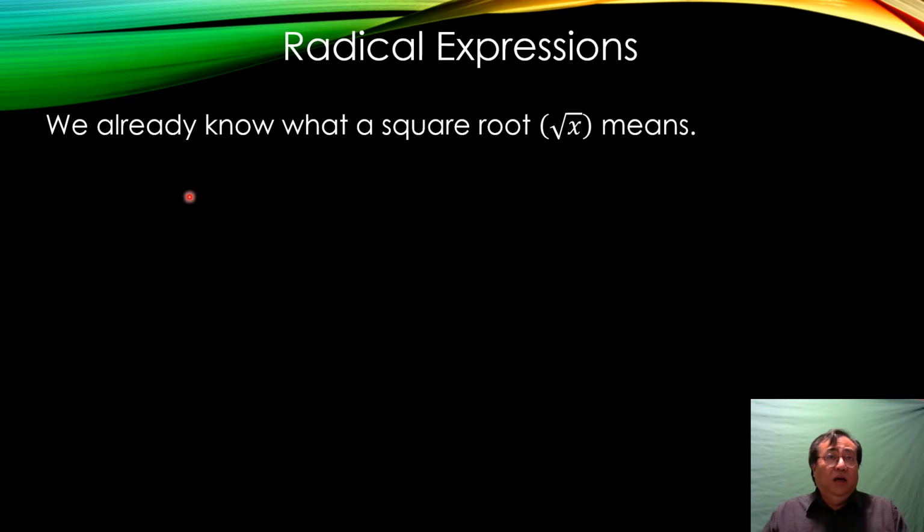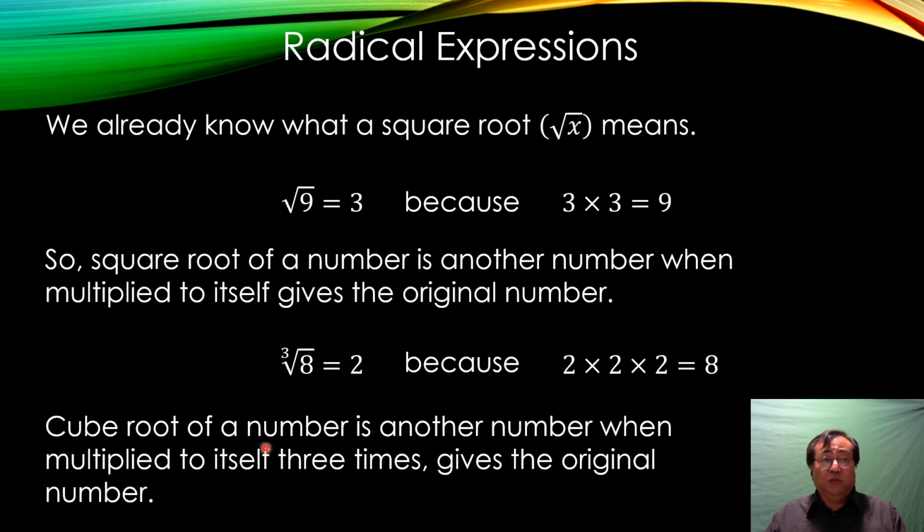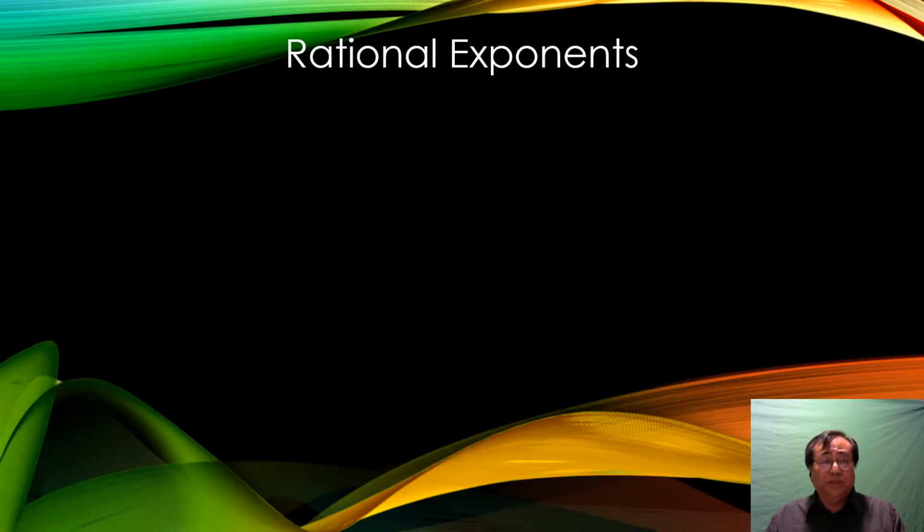And we already know what square root means, like square root of 9. Everybody knows square root of 9 is 3 because 3 times 3 is 9. So a square root of a number is another number that, when multiplied by itself, gives the original number. So 3 times 3 gives me the 9. So square root of 9 is 3. Cube root of 8 is 2 because 2 times 2 times 2 is 8, right? So cube root of a number is another number that, when multiplied by itself 3 times, gives the original number.